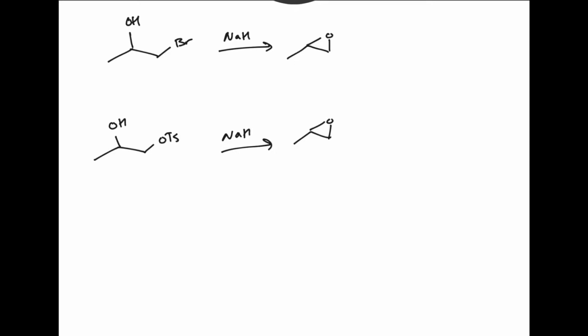Because this is an SN2 reaction, we have to worry if, let's say we switch this around and we have our leaving group on the more substituted carbon. It's an SN2 reaction, so it has to go through backside attack, so we would invert the stereochemistry of that leaving group. So here the bromide is back, so the oxygen would have to come from the front face.